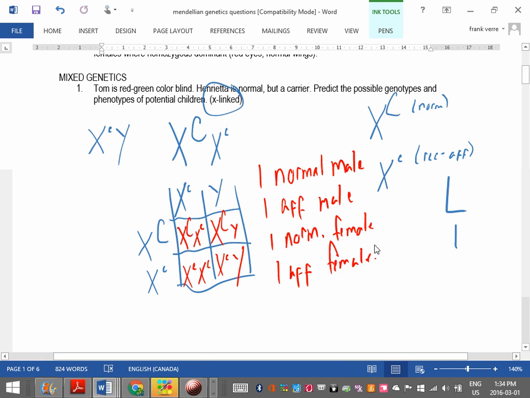Right? So the possible genotypes, here they are. And that's it. So we got a 1 to 1 to 1 to 1 ratio. Okay? It's no different than the other stuff, right? Still set up the same way. It's really no different than the autosomal patterns.